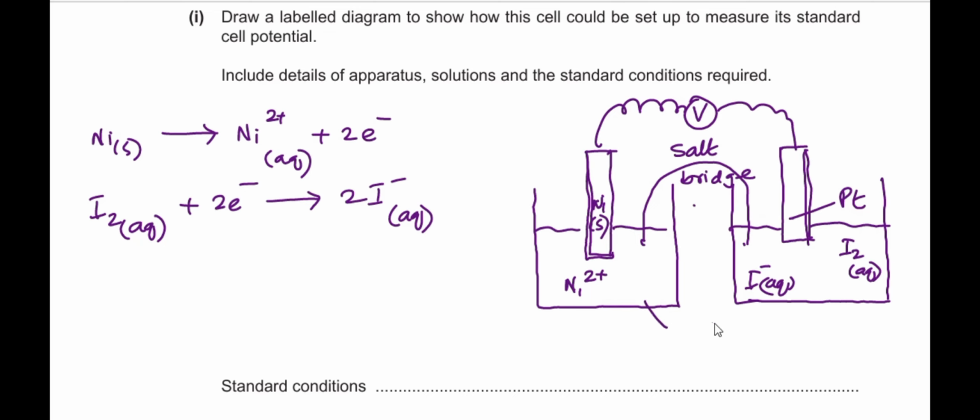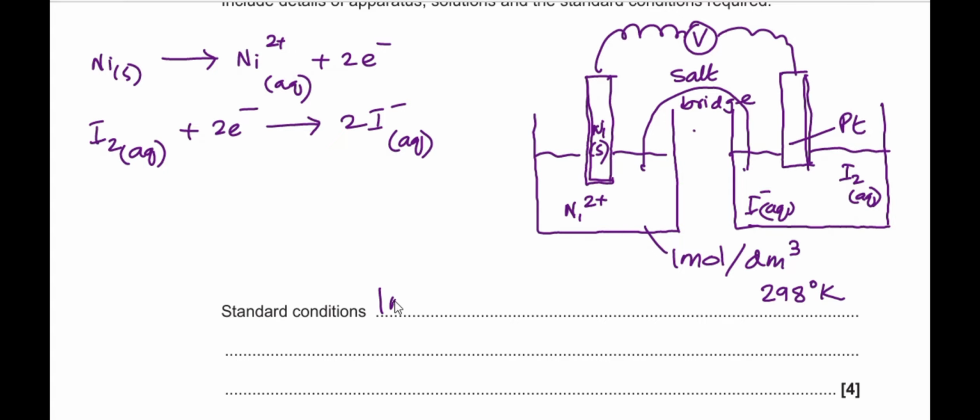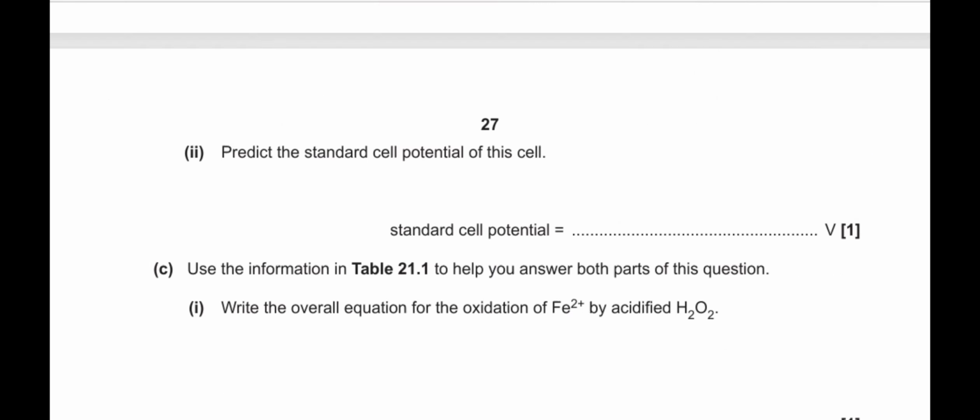Then to mention the standard solution, 1 mole per dm cubed, that's the concentration, and the temperature should be 298 degrees Kelvin. So we have mentioned platinum, nickel. All right, so let's write here the standard conditions. 1 mole per dm cubed, 298 Kelvin temperature. This is solution. Okay. Predict the standard cell potential of this cell.